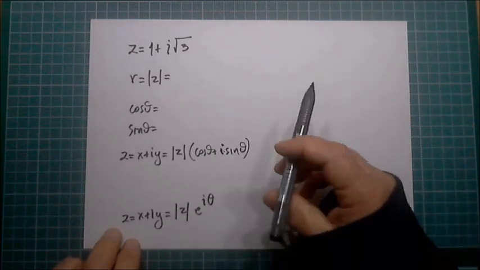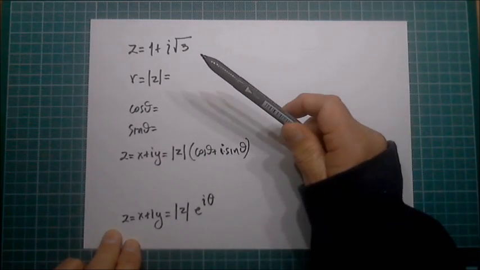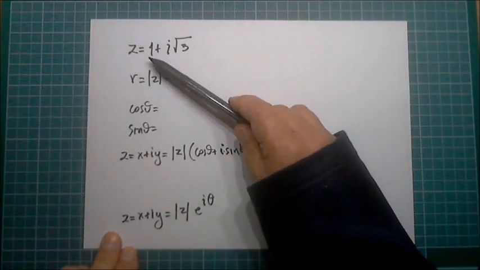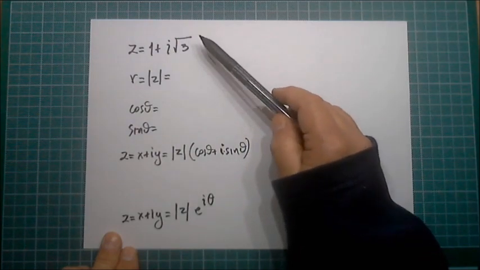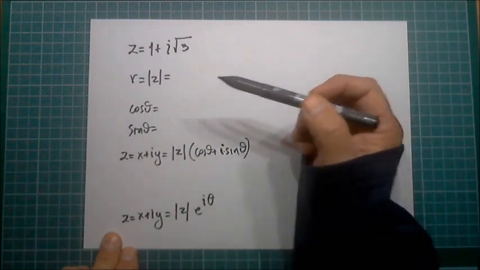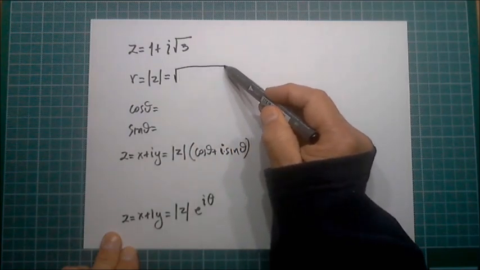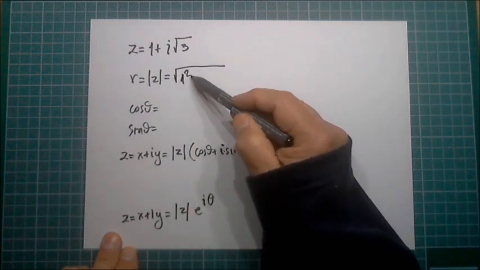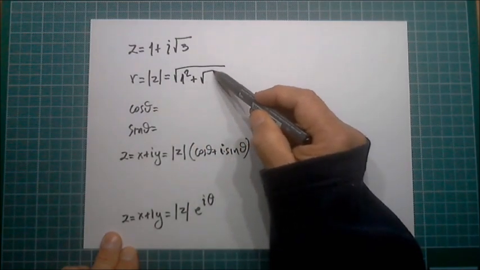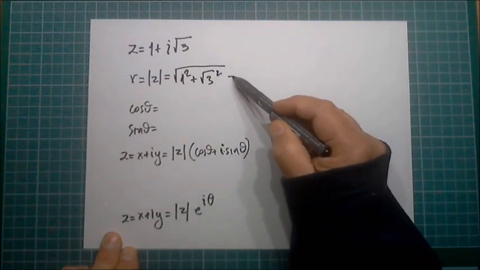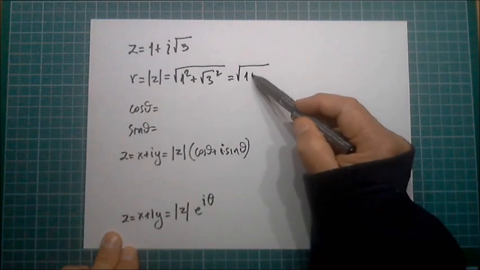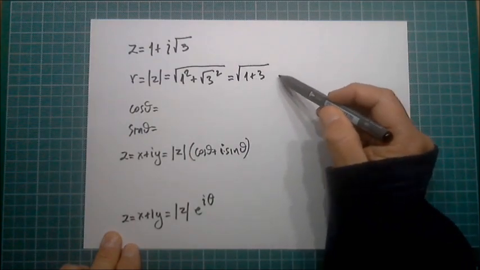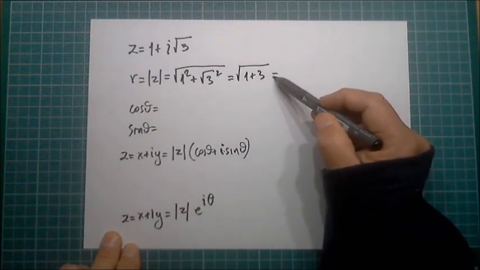Okay, let's get to an example. Suppose that we have the complex number z equals 1 plus i square root of 3. First of all, we shall find its modulus, which is r equals absolute value of z equals square root of 1 squared plus square root of 3 squared, which is square root of 1 plus 3, which gives 2.